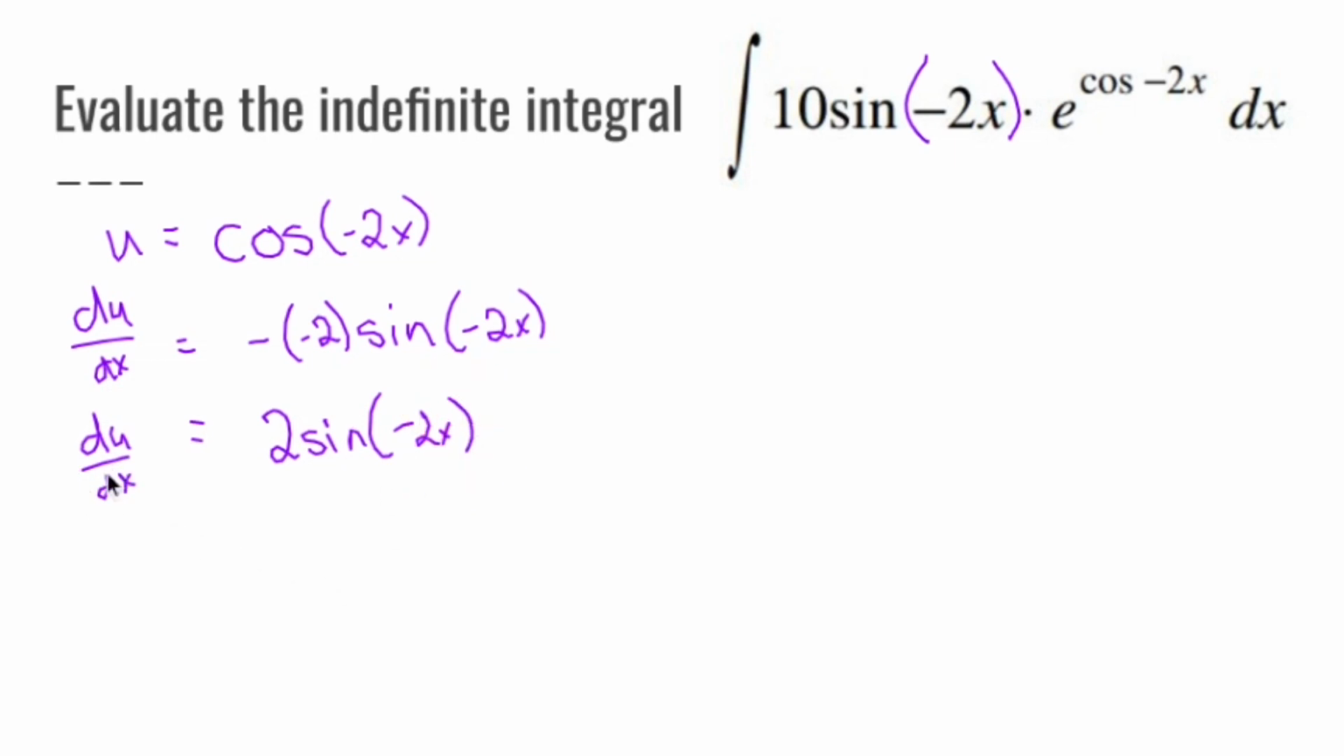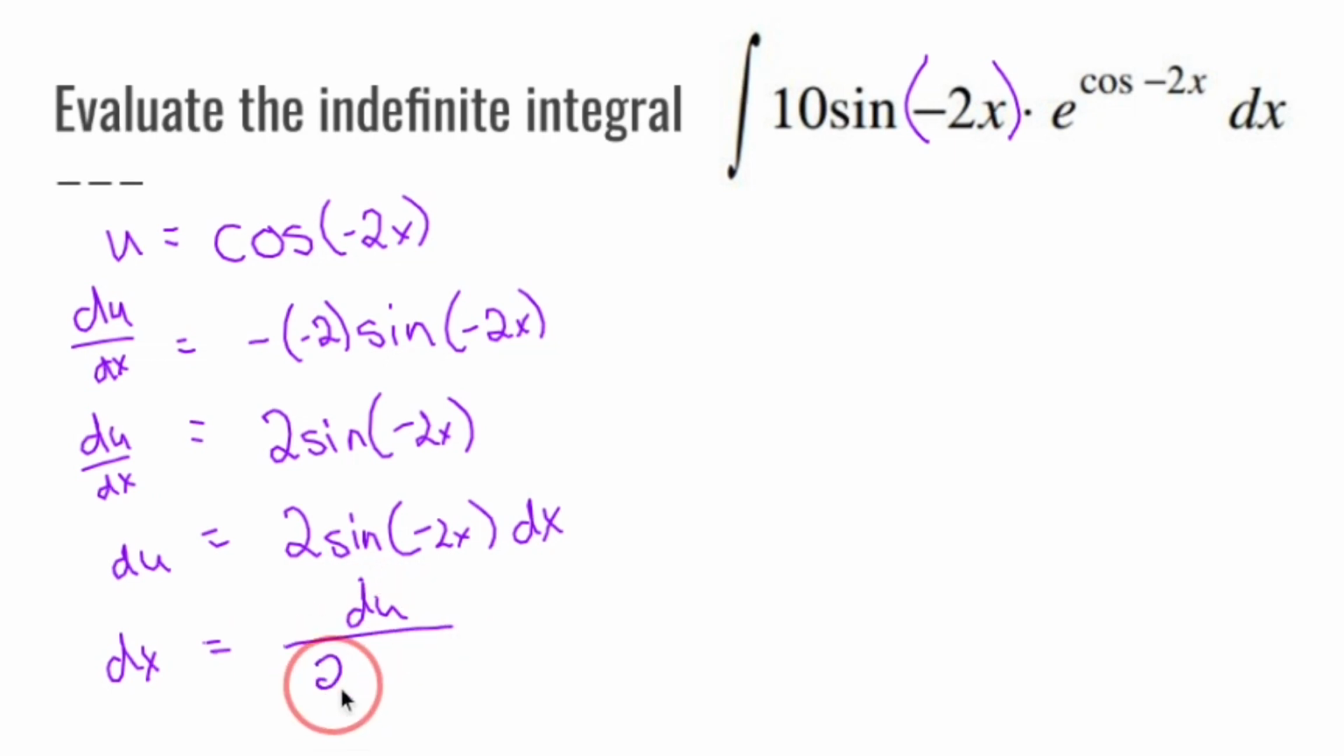Now what I'm going to do is I'm going to multiply both sides by dx. That gives me du equals 2 sine negative 2x dx. I'm going to divide everything by this. That way it gets dx all by itself. Divide everything by 2 sine stuff. And what I'll end up with is dx equals du over 2 sine negative 2x.